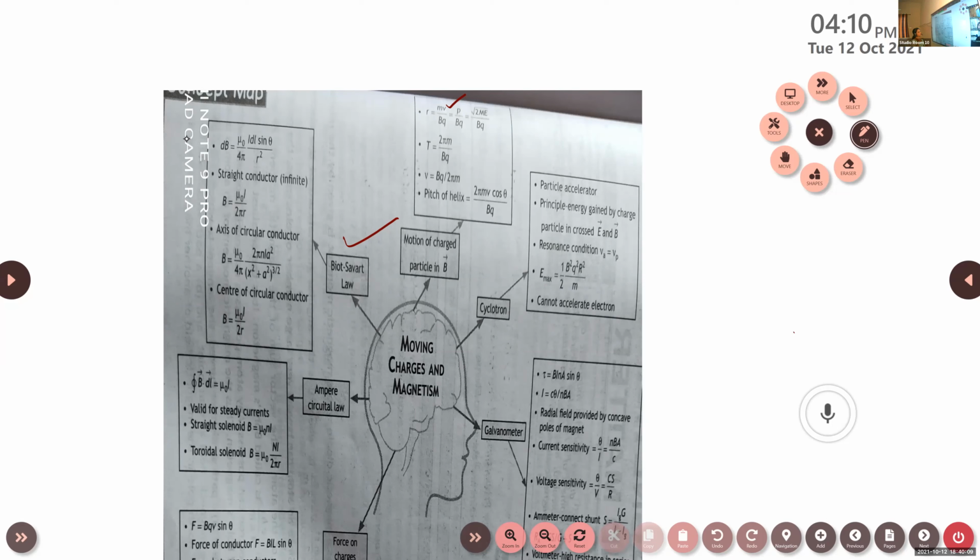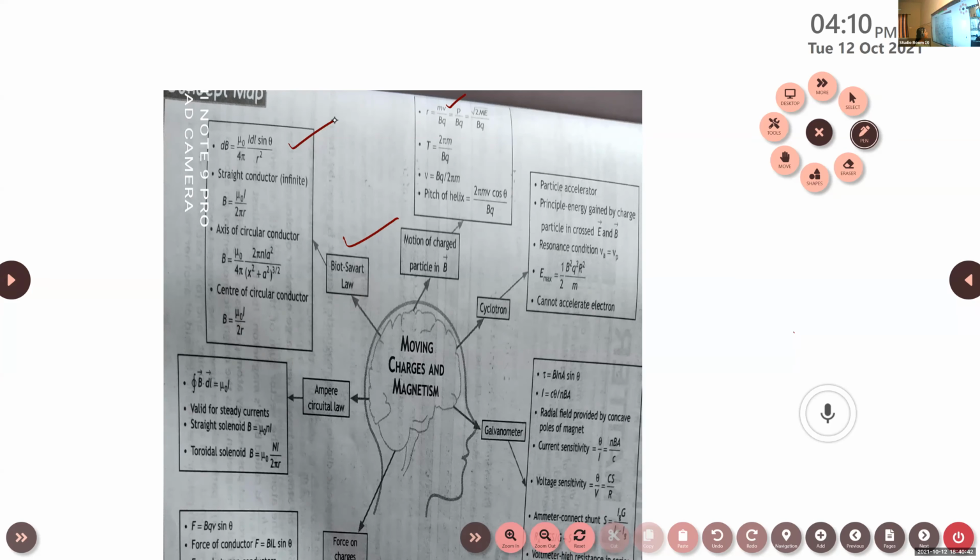Okay. So try to recall the equations, thereby you can state the law. So dB is equal to mu 0 by 4 pi I dL sine theta by r square. And for a straight conductor, magnetic field B is equal to mu 0 I divided by 2 pi r. And along the axis of a circular conductor, the equation is given by B is equal to mu 0 by 4 pi, 2 pi n I a square divided by x square plus a square the whole raised to 3 by 2.